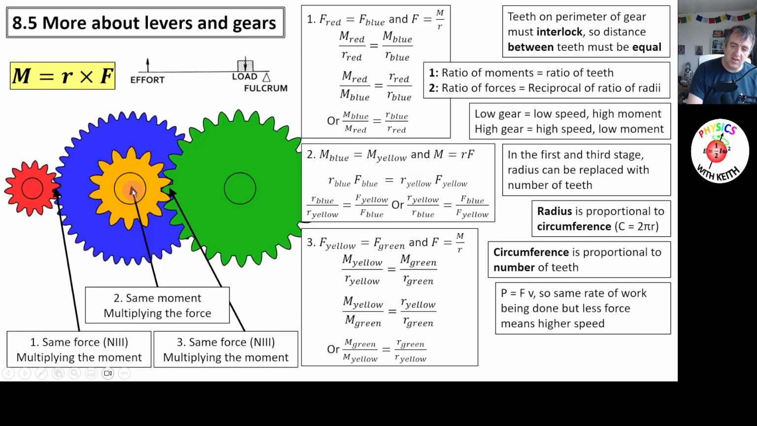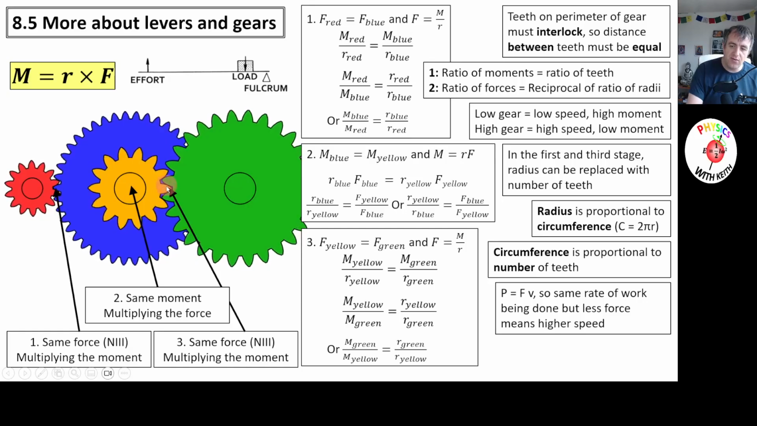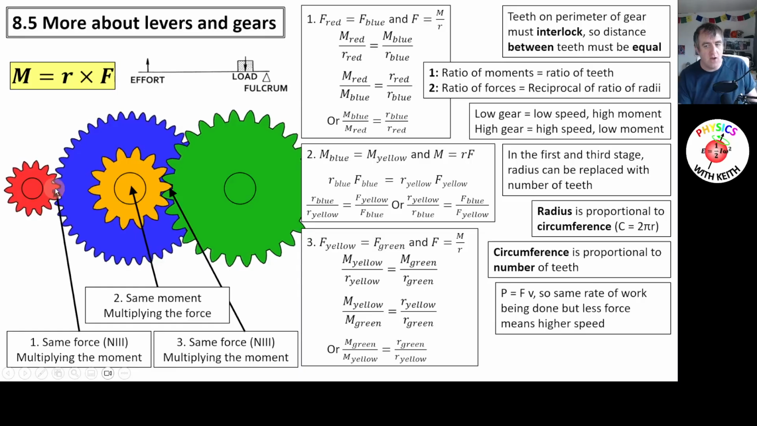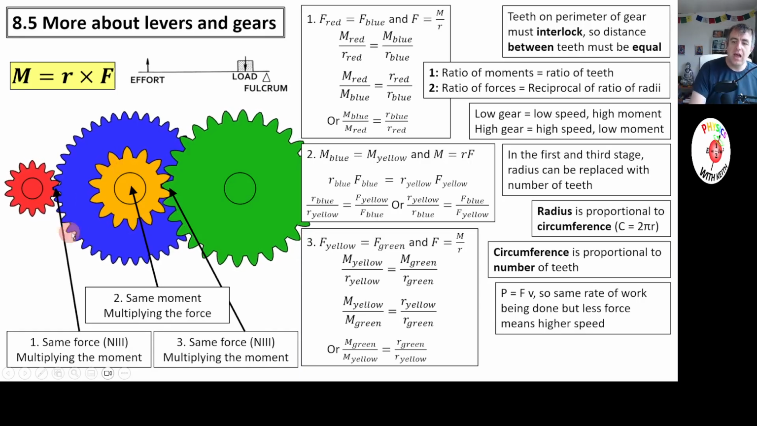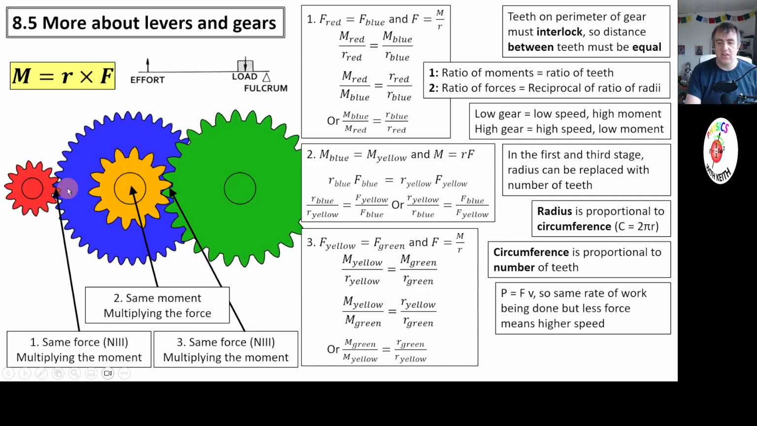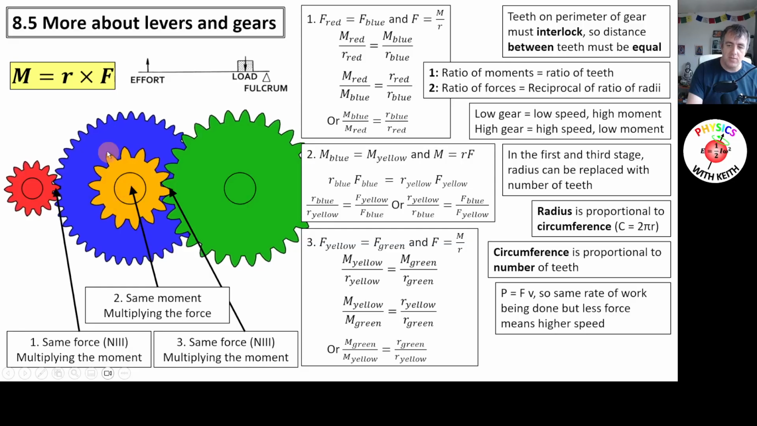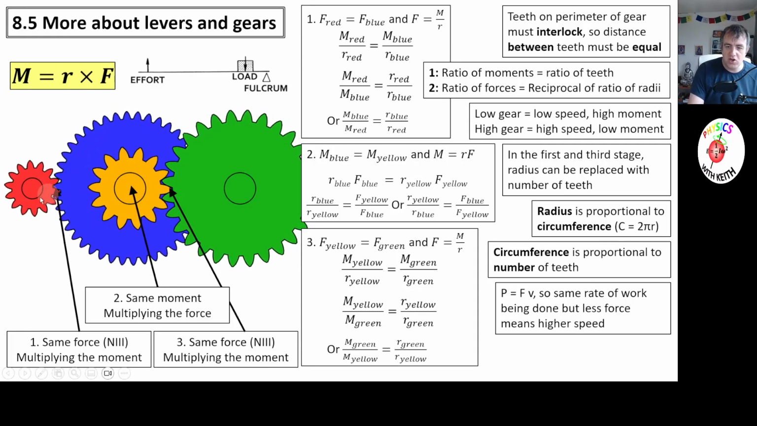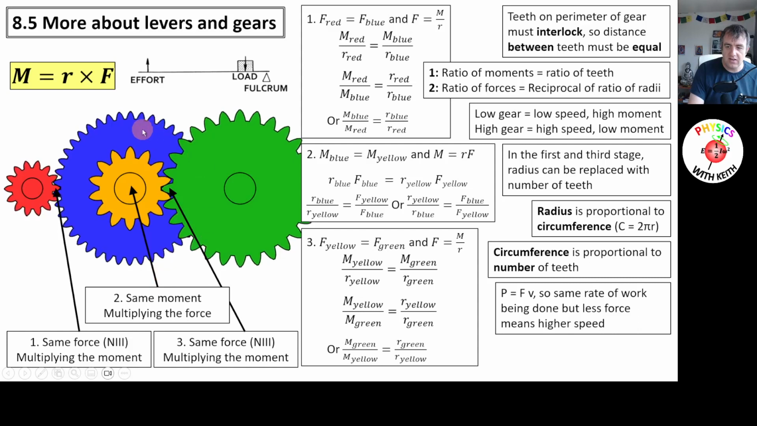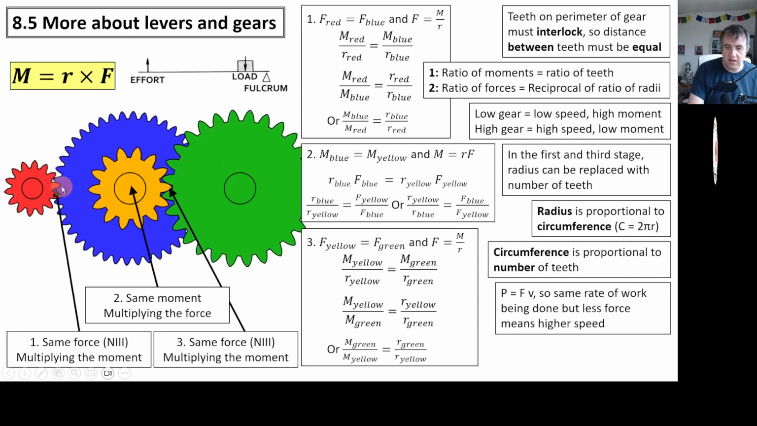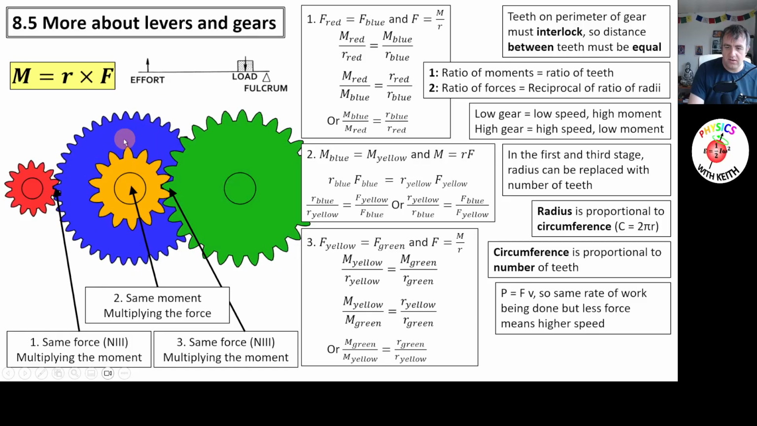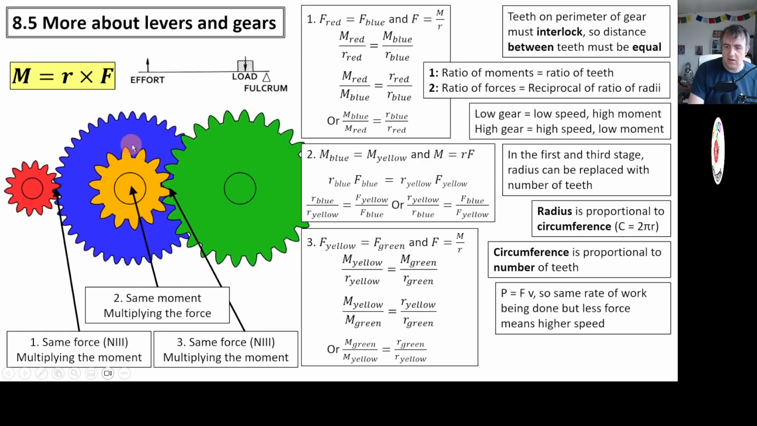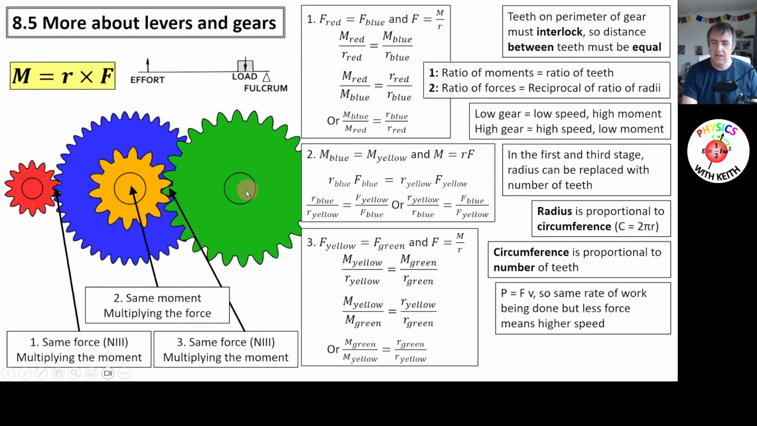So if the yellow gear has half the radius of the blue gear, then the force at the edge of the yellow gear is twice as much as the force at the edge of the blue gear. And those two are going to be producing the same magnitude of moments so that the moment of the blue-yellow gear combined is 0. Okay? Red gear is pushing the blue gear anti-clockwise, like this, anti-clockwise. So red gear pushing the blue gear, yes, anti-clockwise. And then the yellow gear is pushing the green gear clockwise. I think I've got that right.